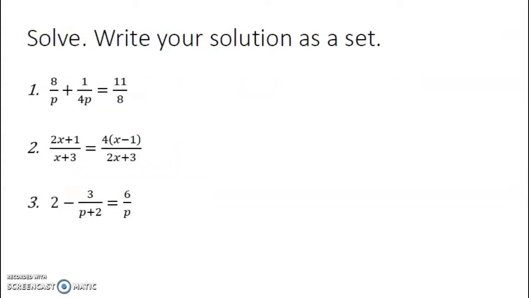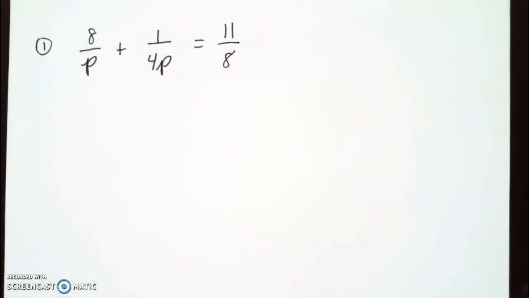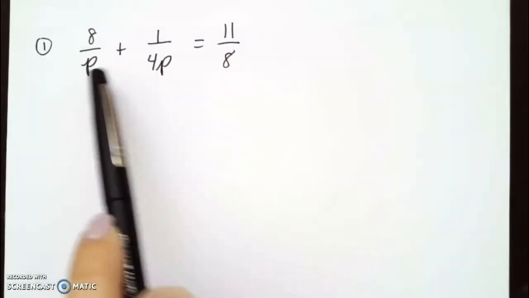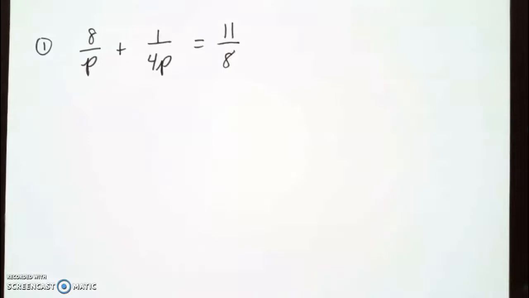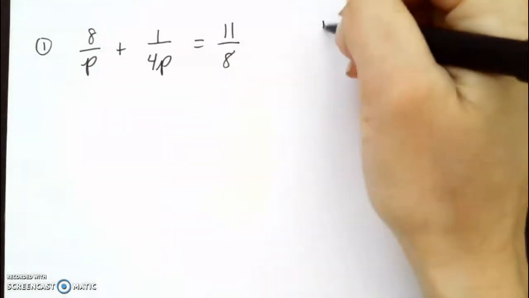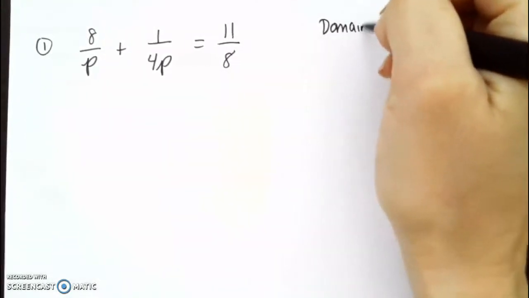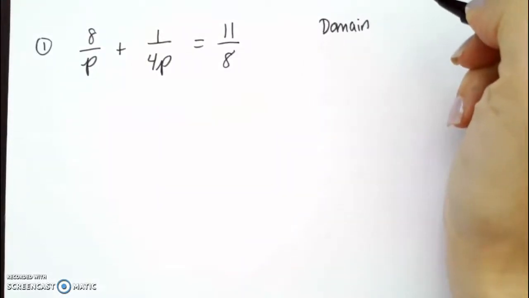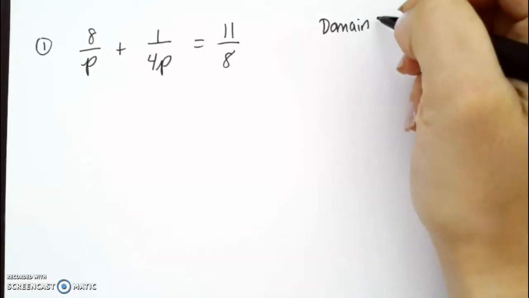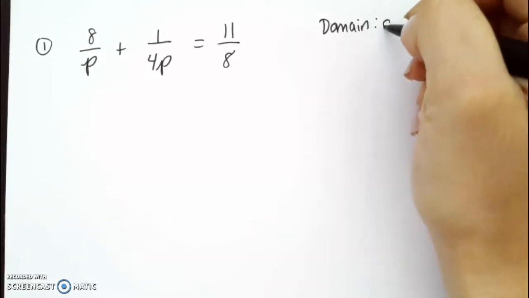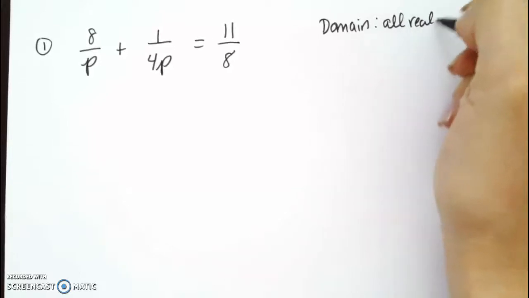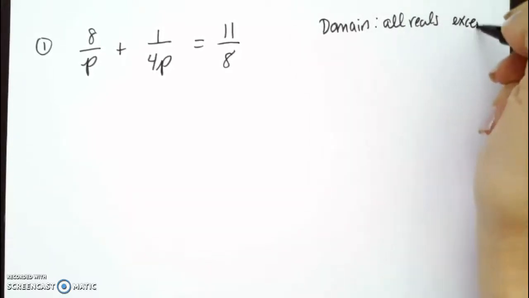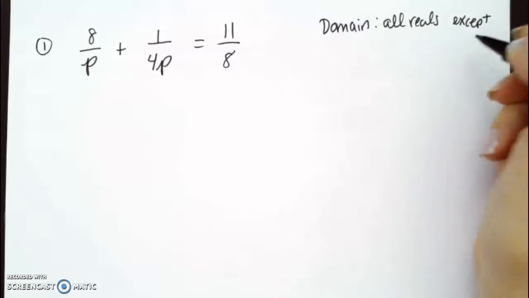So in this video, we'll take a look at the first two examples that you see on the slide. Let's go to the first one. Here you see you have variables in the denominator. We have p. So the first thing that we will do is check the domain. We're looking for all values that would make any denominator 0, and then we're going to exclude them. So we can start by saying that the domain is all reals except, and then we'll just make a list of the values that are no good.